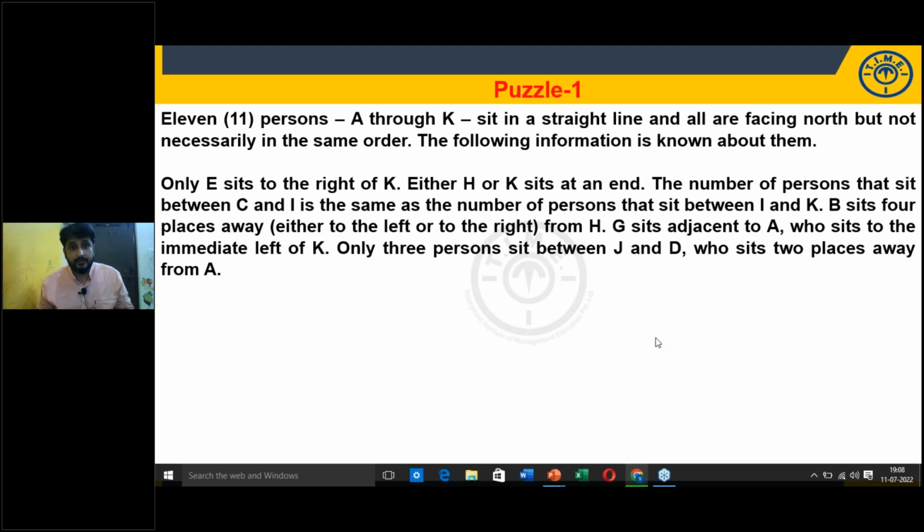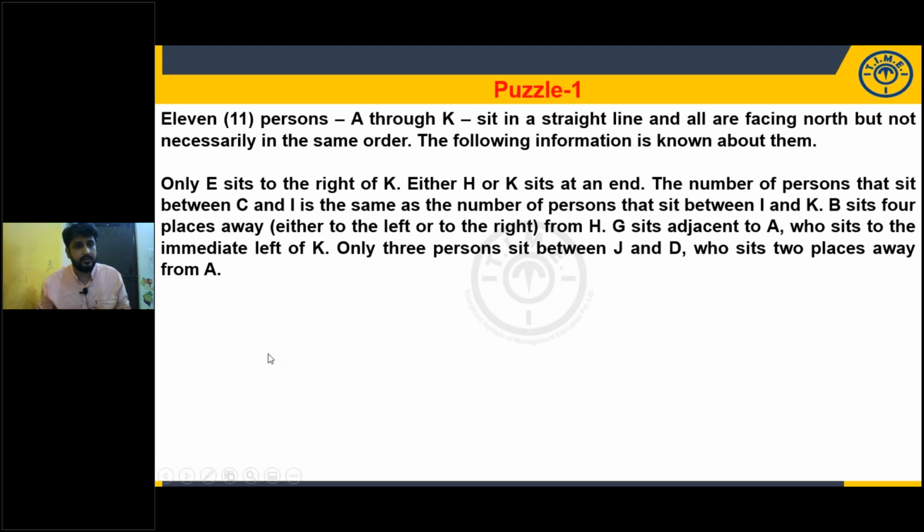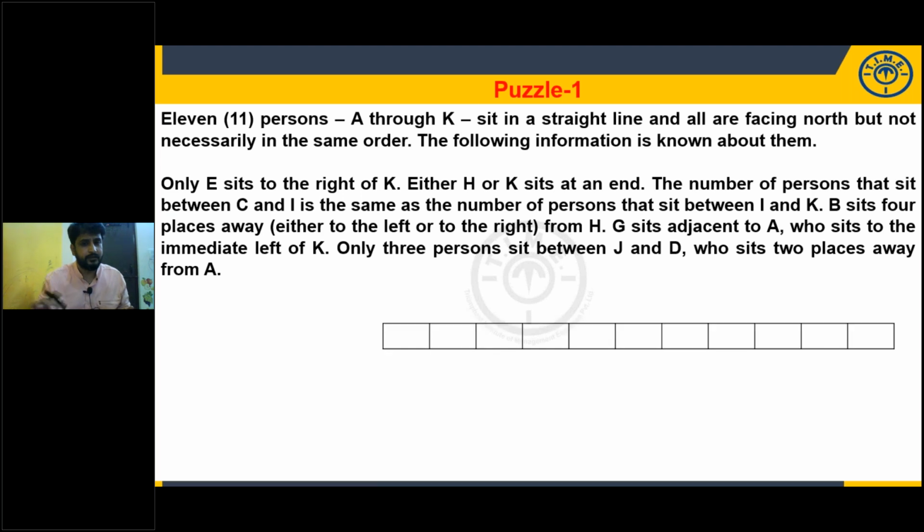There are 11 persons A through K sitting in a straight line and all of them are facing north. It is given only E sits to the right of K. When it is given only E sits to the right of K, I can definitely freeze the arrangement. Until I can freeze the arrangement, I will keep on writing the possibilities. But here, only E sits to the right of K means to the right of K there should be only one person. So E should be here and K should be here. Right of K has to be only one person.